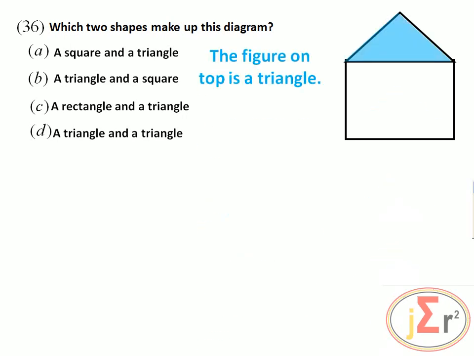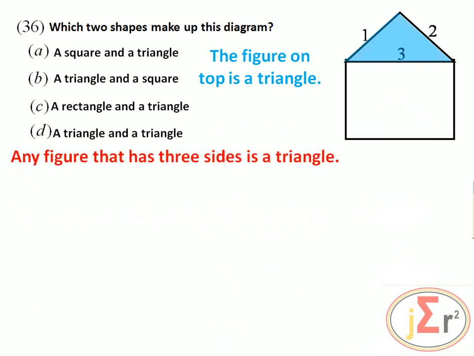The figure on top is a triangle. How do you know that it is a triangle, Jerry? Because it has 3 sides. It has 3 sides, Jerry. 3 sides. So that makes it a triangle. And we mark all of the triangles in the options with a blue rectangle.